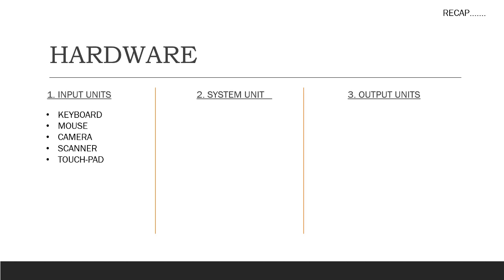Now what about the system unit? The system unit is the part which processes the input that is given by the user through the input device. The system unit in turn consists of many parts. Together they work to form the system unit. Now we will see what all are there inside the system unit.